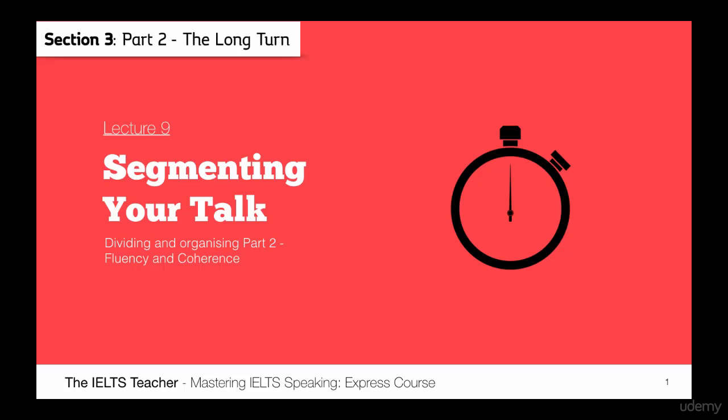We're moving into section 3 today, and this section is going to focus on part 2 of the speaking test. You'll know this as the talk, but this is also called the long turn. And we're going to move back to the idea of fluency and coherence in band descriptor terms. And specifically, we're looking at the idea of dividing and organizing your part 2 talk, as well as planning your talk using the strategy of segmenting.